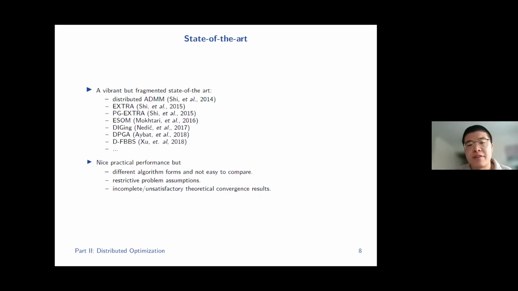There have been a large number of algorithms for solving this problem. Many of the state of the art are developed in the last decade. However, these algorithms are developed based on different ideas and have different algorithm forms, so that it is difficult to understand and compare them from a unifying perspective. In addition, many of these algorithms require restrictive problem assumptions and have incomplete or unsatisfactory theoretical convergence results.